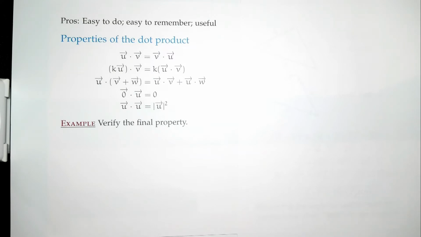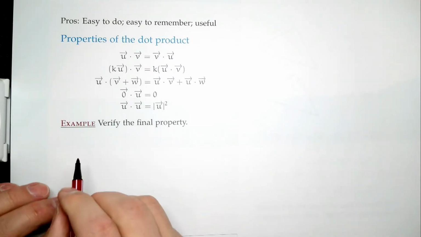Now the last one, and here's when we start saying, aha, there's a hint of geometry. If I take a vector and I dot it with itself, I'll get the magnitude of the vector squared. So let's verify that one.